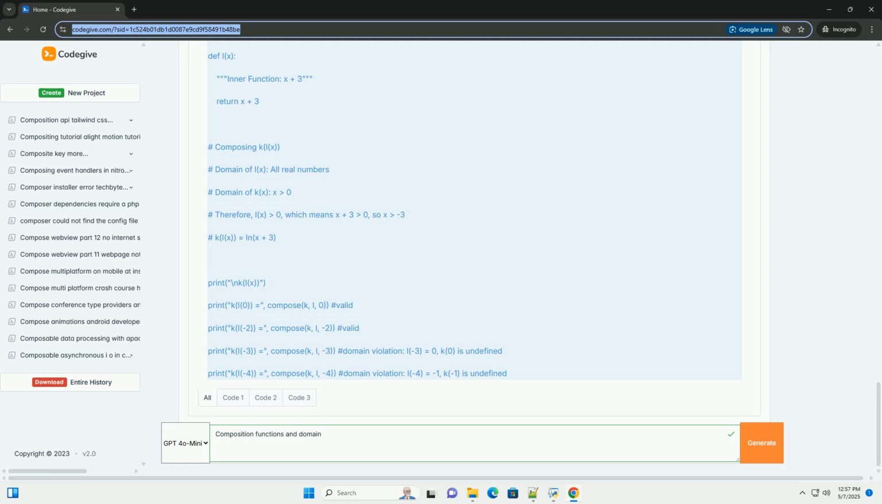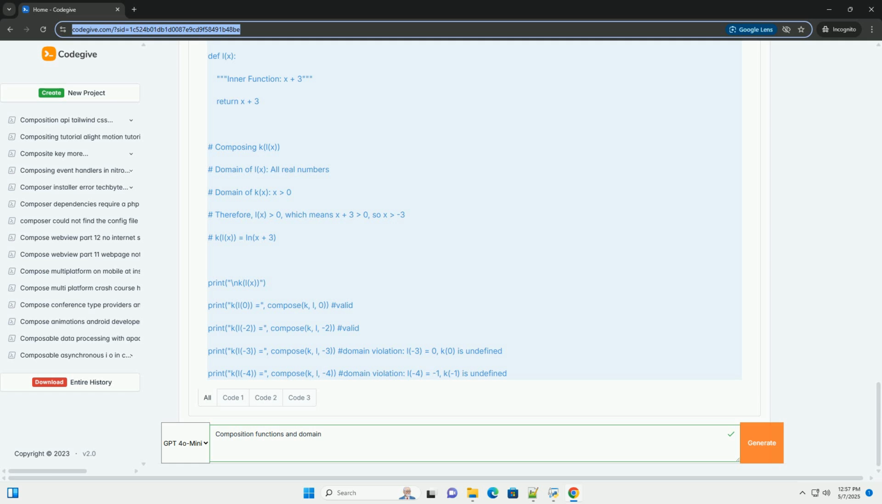Important considerations: Order matters. f(g(x)) is generally not the same as g(f(x)). Composition is not commutative, like multiplication or addition. Inner first: you always evaluate the inner function first. In f(g(x)), g(x) is evaluated before f(x). Output as input: the output of the inner function becomes the input for the outer function. This is where the concept of the domain becomes crucial.